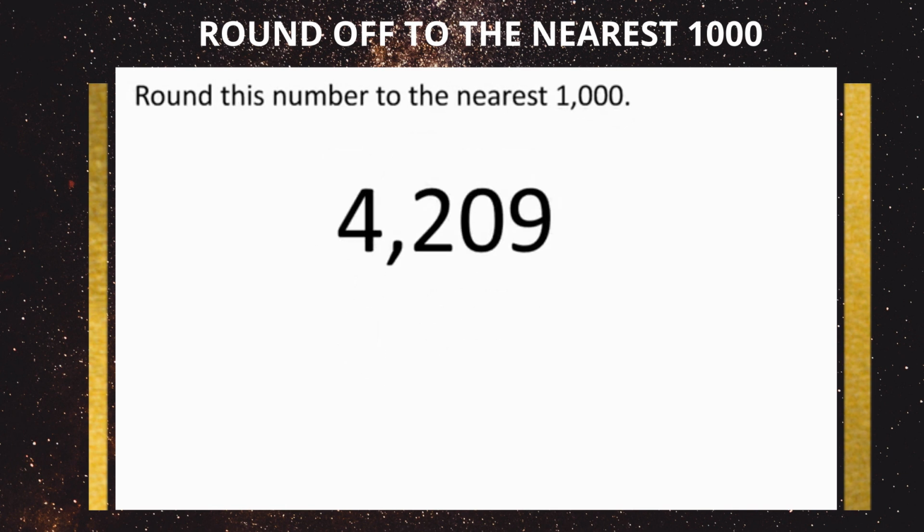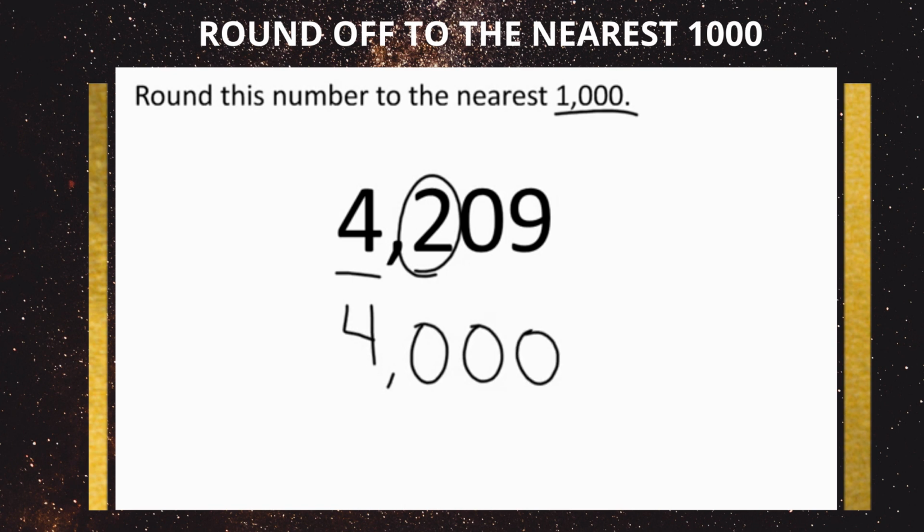Let's round this number to the nearest thousand. My first step is to underline the digit I'm rounding to. In the directions we're rounding to the nearest thousand, so I'm going to underline the thousands place and circle its next door neighbor. The 2 tells me to round down, so the 4 stays the same, and every other digit becomes a 0 afterwards. So I'm saying the nearest thousand to 4,209 is 4,000.